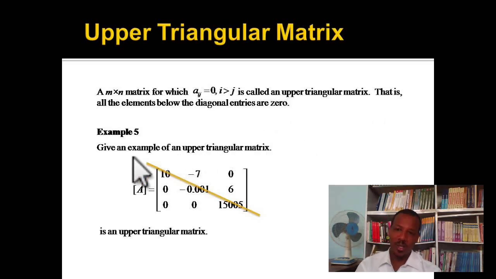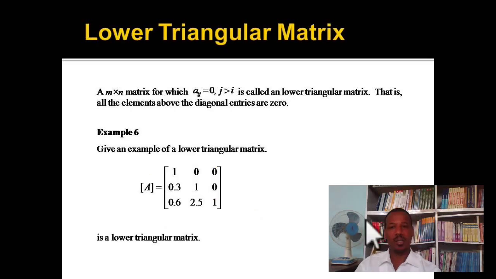Let's consider this one as an example, a matrix A. First, we'll draw the main diagonal. Then if all the elements below the main diagonal are zeros, that matrix is said to be the upper triangular matrix. To determine whether a given matrix is an upper triangular matrix or a lower triangular matrix, the first step you have to do is draw the main diagonal. Then if the elements below the main diagonal, that means this one and this one, are zeros, it is said to be the upper triangular matrix. The other one is the lower triangular matrix. Look at this.